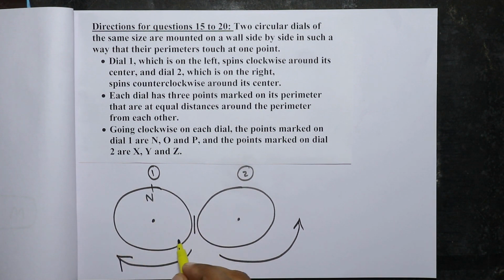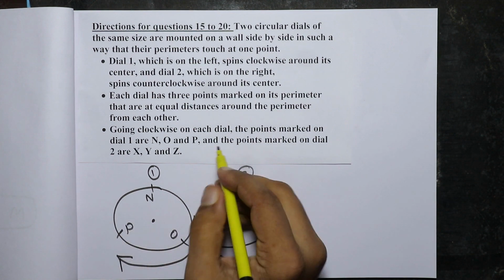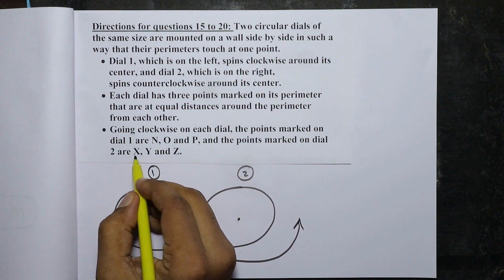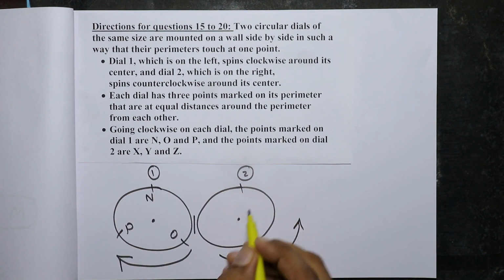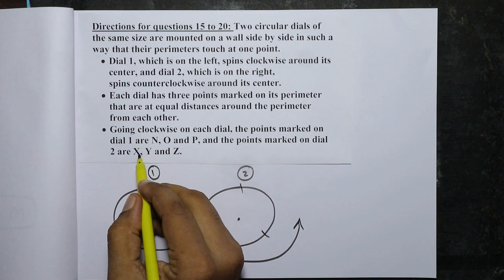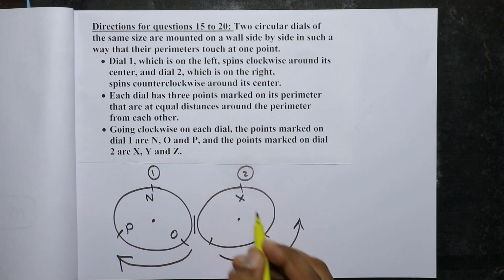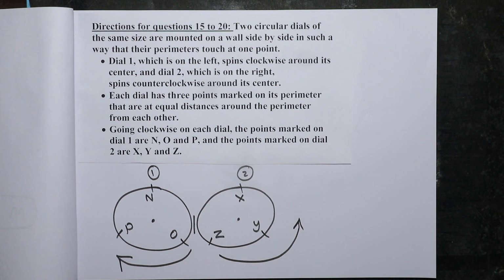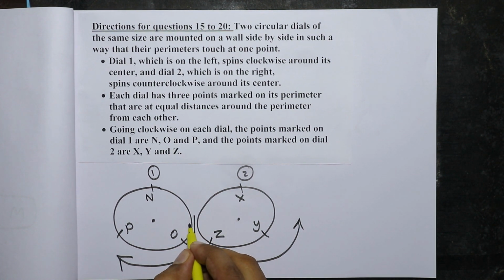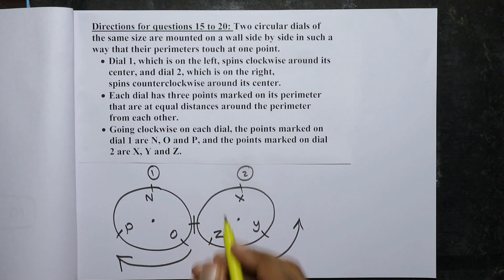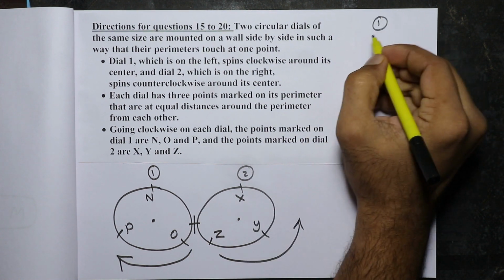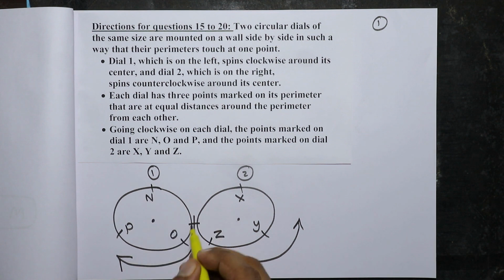So NOP in the clockwise direction. And the points marked on dial 2 are XYZ. That is also in the clockwise direction. That is XYZ. So if you take X here, this will be Y in the clockwise direction and then Z. Now this is the point at which they are touching. Now we'll find out the points on dial 1 that will pass through this point, the point of contact, or the point at which the two dials are touching.